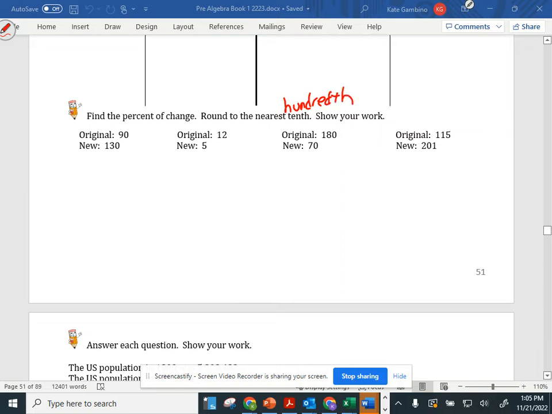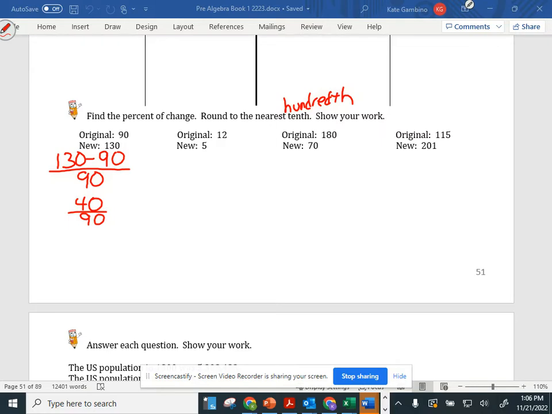All right, so the original is 90 and the new is 130. How do I set up my equation? How should I set that up? James? 130 minus 90. We always put that bigger number first. We don't want to work with negatives. So the bigger number first, subtract out the smaller number. And what do I put on the bottom? 90, because that's our original price. So 130 minus 90 is 40, divided by 90.